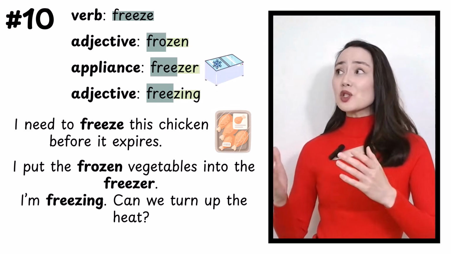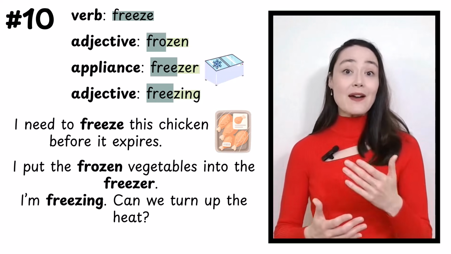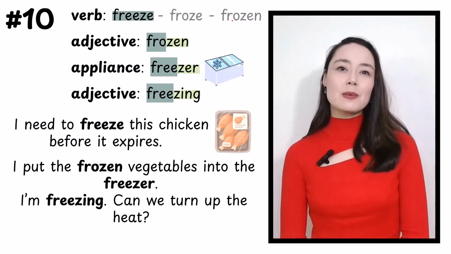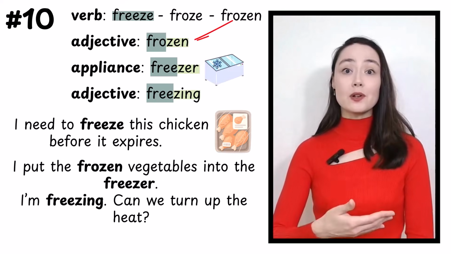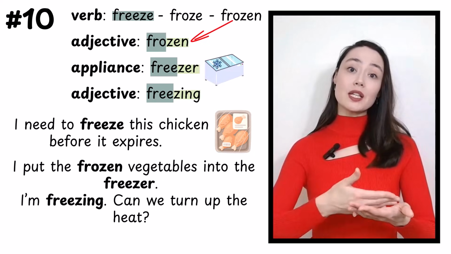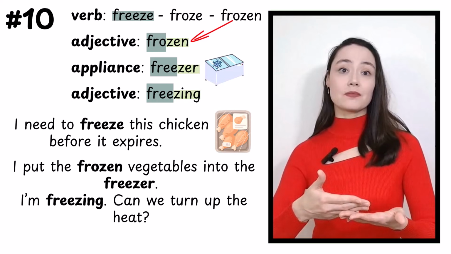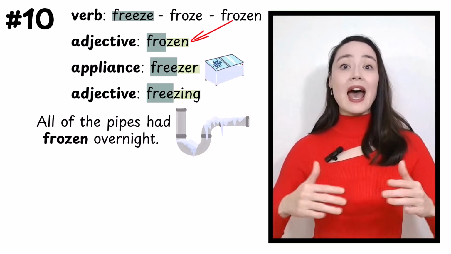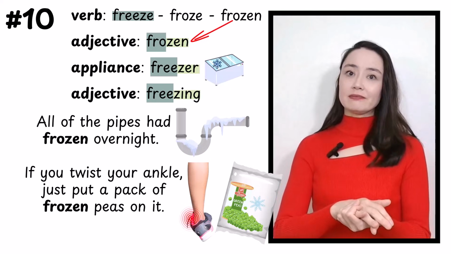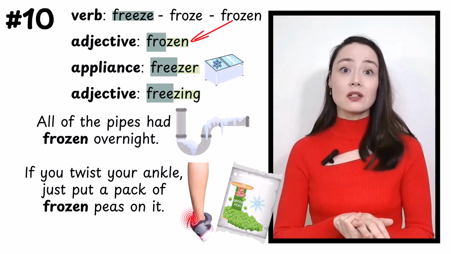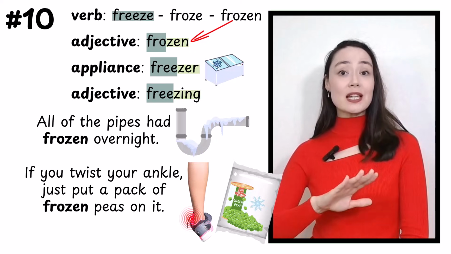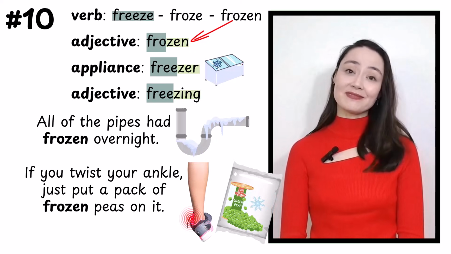You can see there are so many options, so we really have to think about that word formation. This one can be confusing because the past participle of the verb is also frozen. The verb forms are freeze, froze, frozen. All of the pipes had frozen overnight. If you twist your ankle, just put a pack of frozen peas on it. The first sentence is a verb, the second is an adjective.